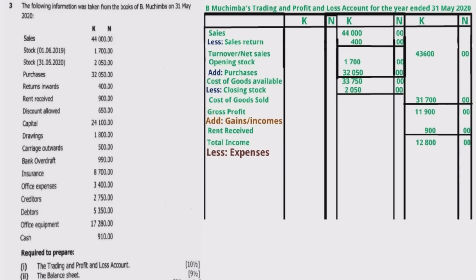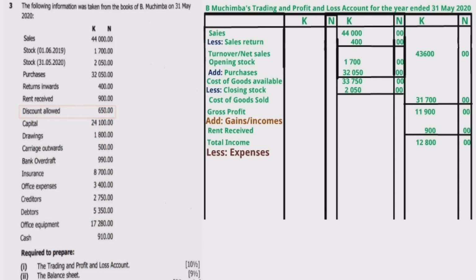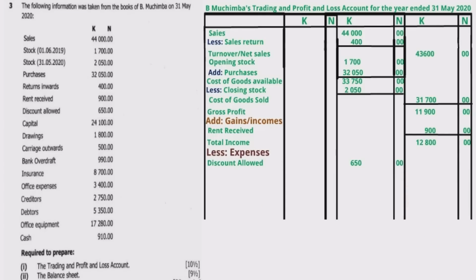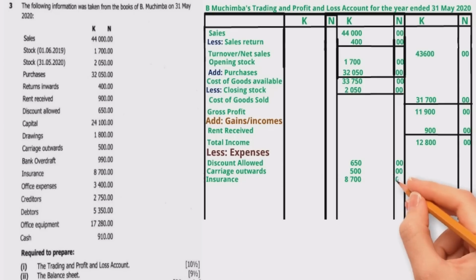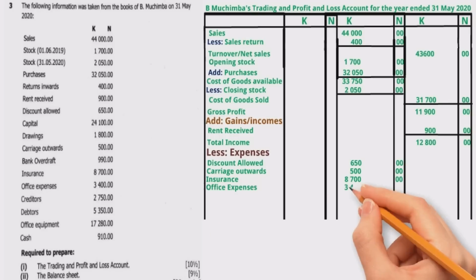Okay, now after I've found the total income, let's go to expenses. So let's say less expenses. The first expense is discount allowed. Somebody was buying items, then was given a discount, so that means B. Muchimba was losing out money. So discount allowed is an expense, which is 650 kwacha. Then carriage outwards, that is 500. Insurance that was paid, that is 8,700. Office expenses, that is 3,400.